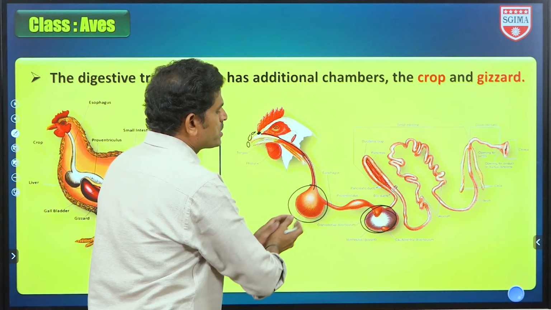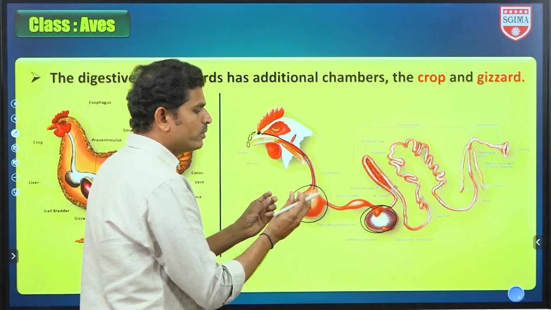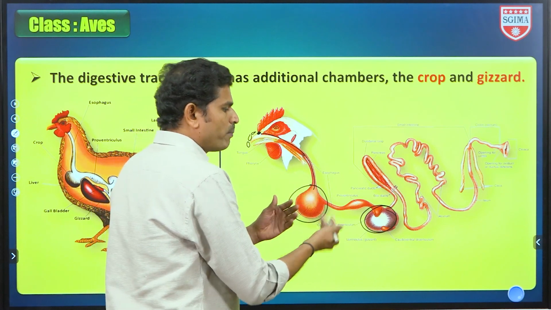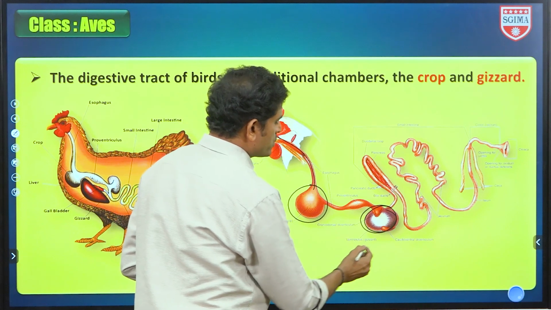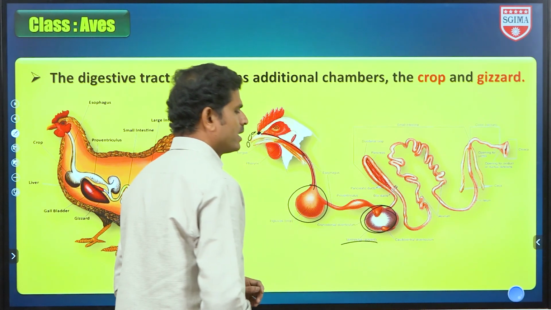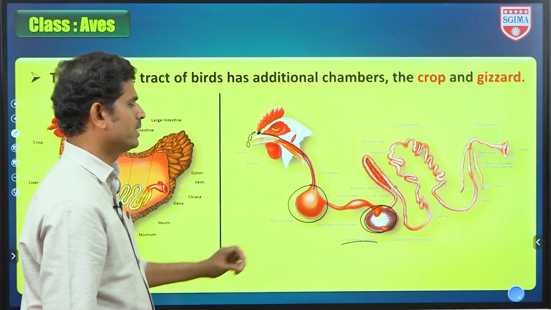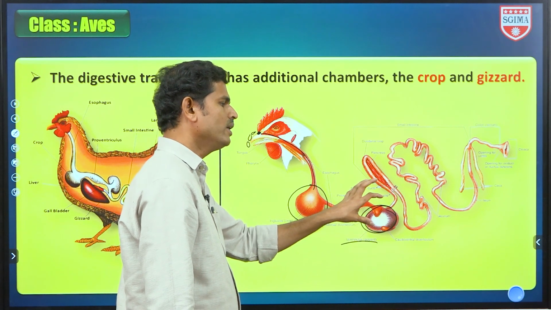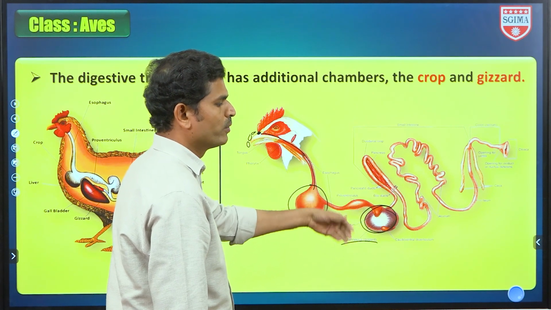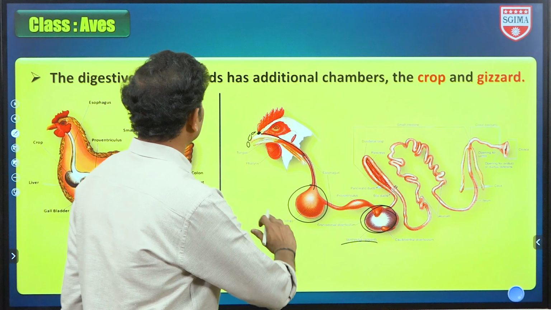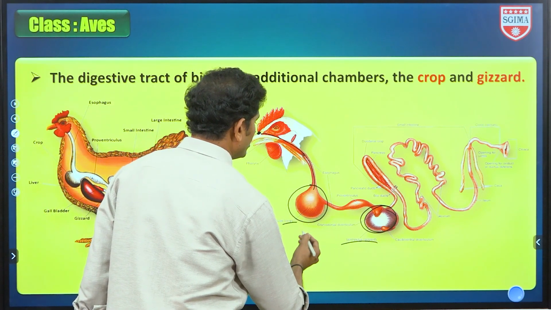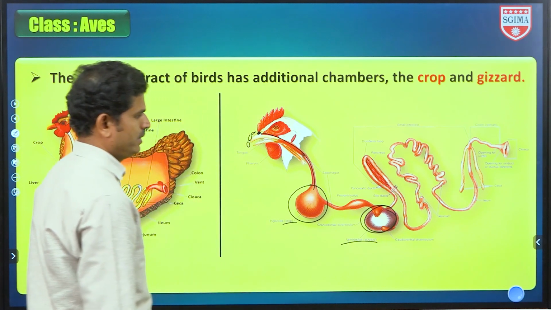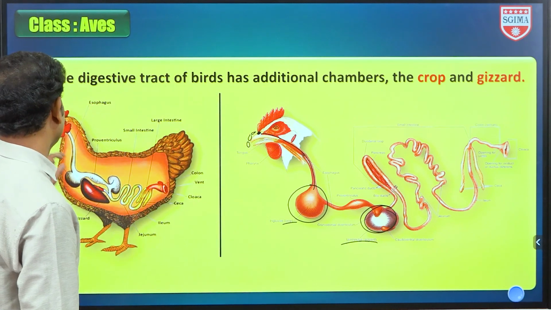So this stores the food material and it will mix properly with the digestive enzymes. And gizzard also acts like a grinding mill बोलते. इधर properly food undergoes the churning movements and properly it will be digested. So these are the two additional structures. So one is which one? Crop, and another one is a gizzard. Okay, important point, we can remember this one.